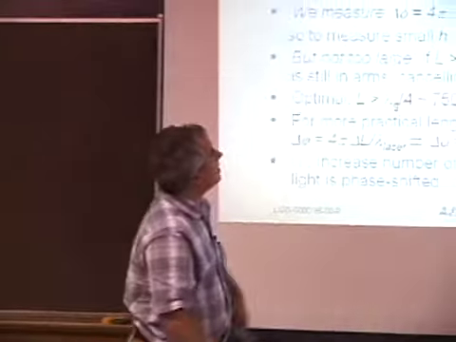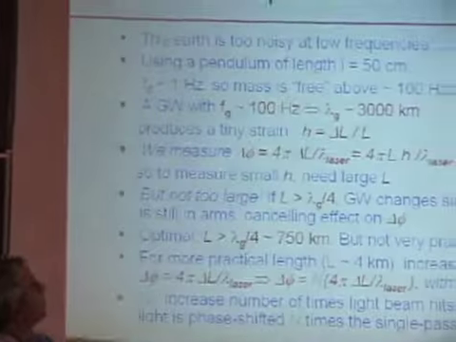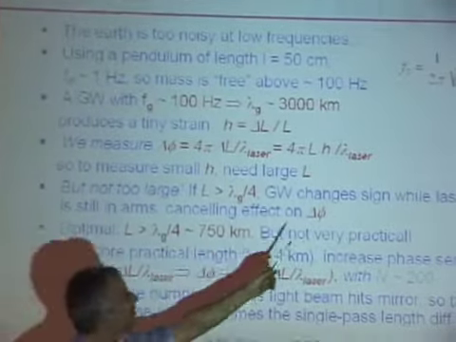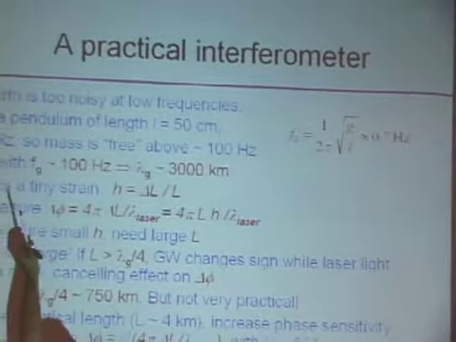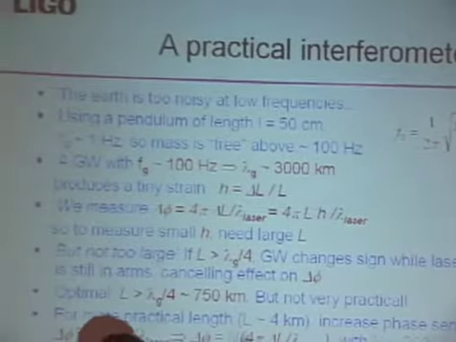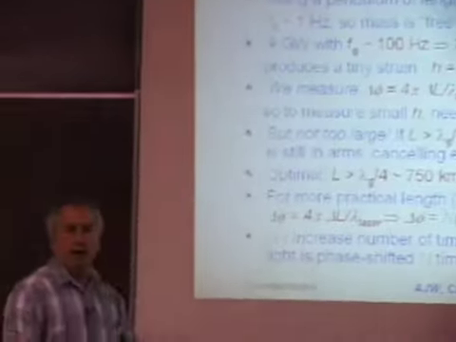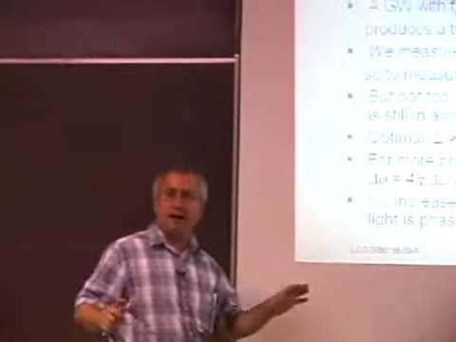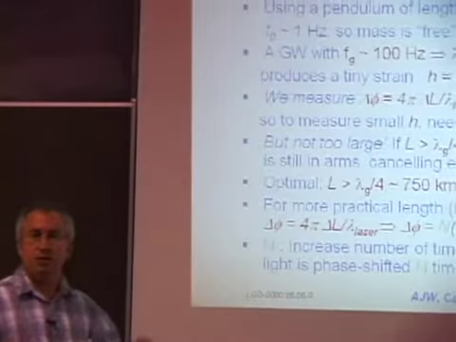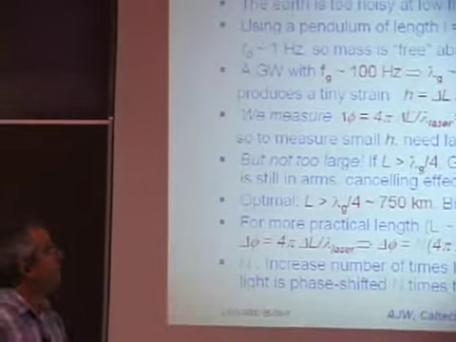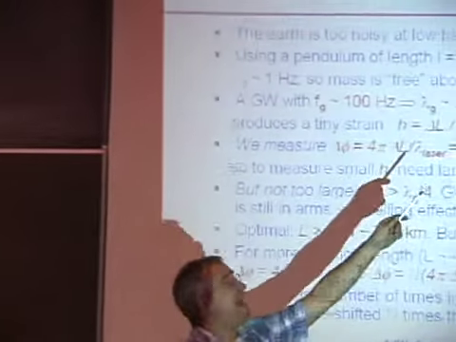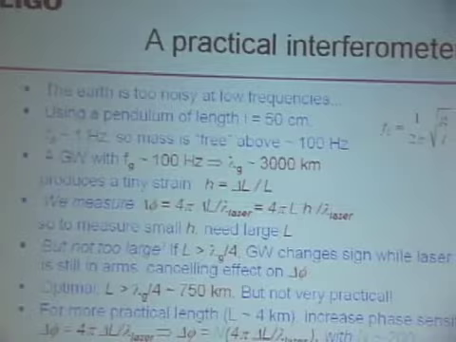So if you have a pendulum of length 50 centimeters, then the resonant frequency is on the order of 1 hertz. And that means that above 10 or maybe 100 hertz, environmental or seismic motion, just the motion of all your mirrors, is reduced considerably. And so this sets the lower limit of the frequency band of LIGO.